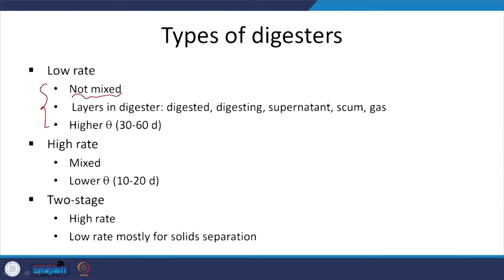Let me move on. So, types of digesters, low rate. Key aspect is it is not mixed, there are layers in the digester: digested sludge, digesting sludge, supernatant and scum, as in they are clear layers, right. And that is why, because you are not mixing, it is low rate, and higher retention times are required, as you can see 30 to 60 days, meaning larger volume. The other one is high rate with mixing, requiring lower retention time, 10 to 20 days, and two stage, where they combine low rate, mostly for solid separation, with high rate.